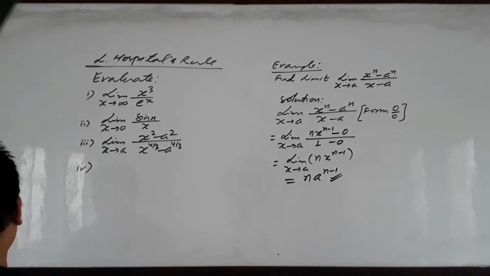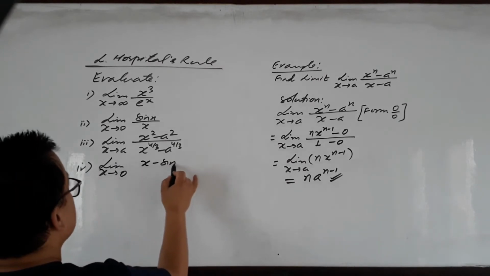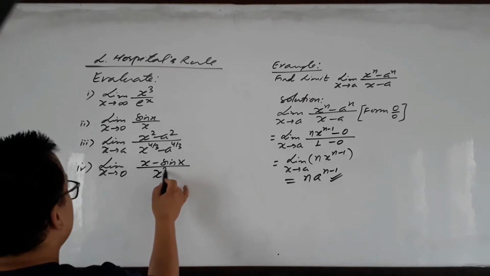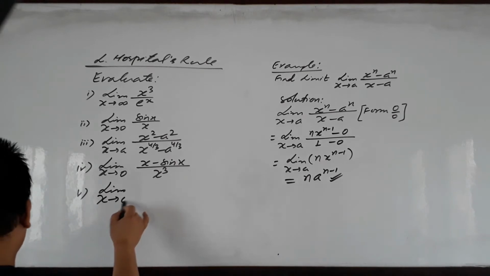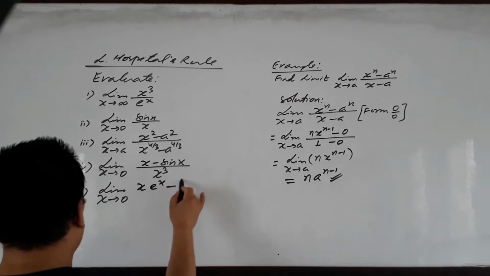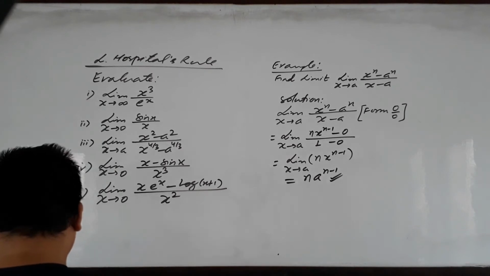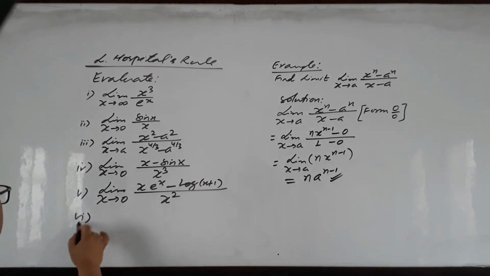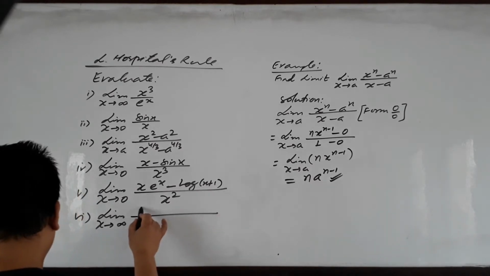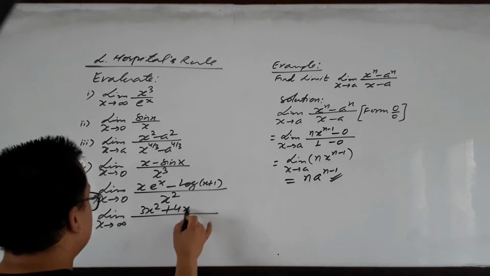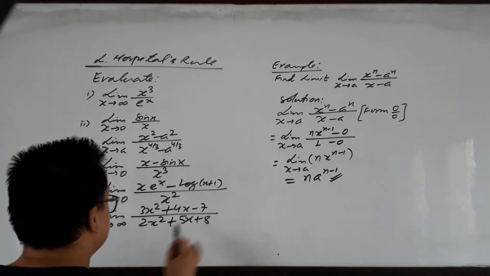And the next question: limit as x tends to 0 of x minus sin x over x cubed. And the next one: limit as x tends to 0 of x minus log of x plus 1 over x squared. Now one more: limit as x tends to infinity of 3x squared plus 4x minus 7 over 2x cubed plus 5x plus 8.